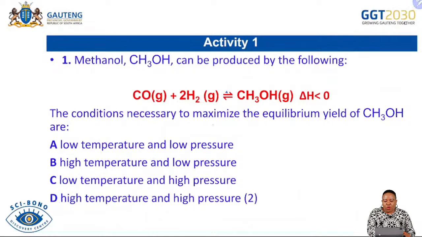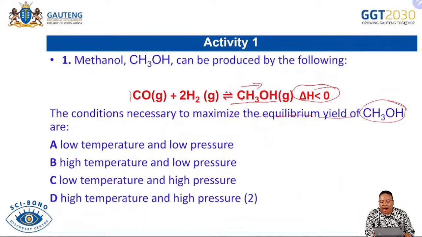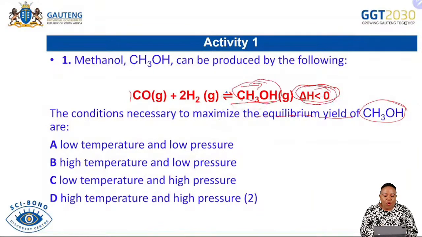Here they are talking about the condition in terms of the yield of this methanol, and you can see that our forward reaction is still exothermic, so we know what is it that will make us to get a high yield of ammonia. In terms of the pressure, you can see that the increase in pressure definitely will favor forward reaction, which is a high yield of this, and then also the decrease in temperature will also favor the high yield of this, because our forward reaction is exothermic.